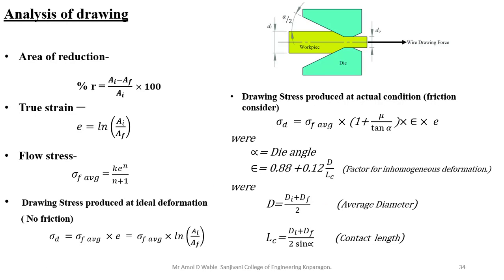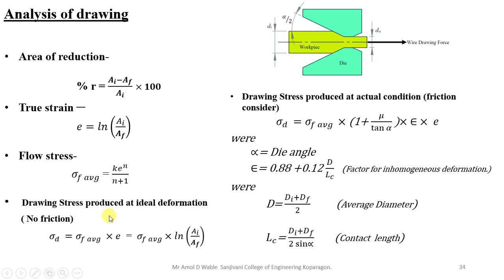In this, the percentage of reduction can be calculated as initial area minus final area divided by initial area, into 100. True strain can be given as epsilon equal to ln of initial area divided by final area. Then flow stress can be calculated, and in this case also the reduction happens in a gradual way. So the average flow stress will be equal to K epsilon raised to n upon n plus 1.